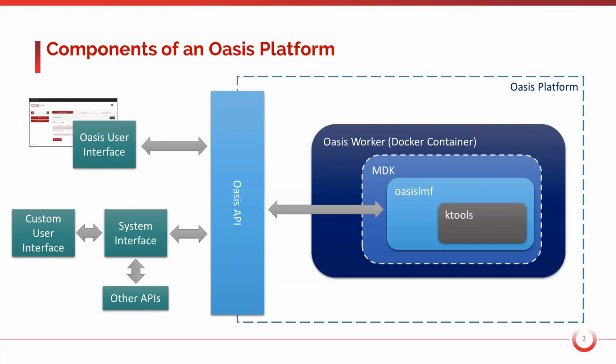So that's really how the platform sits. What we have as the interface to the platform is the API. So the API is a set of instructions that you can pass to the Oasis platform and will be interpreted and executed by the Oasis LMF package inside the worker container itself.